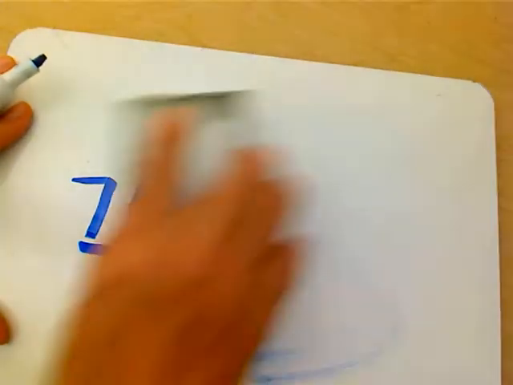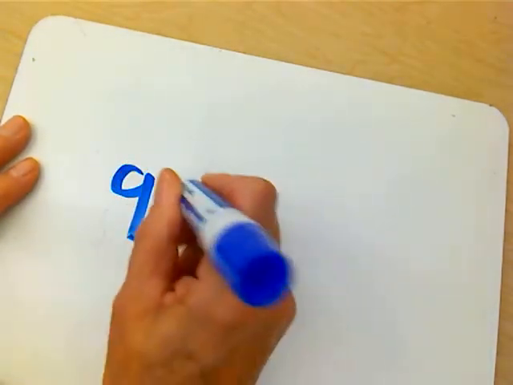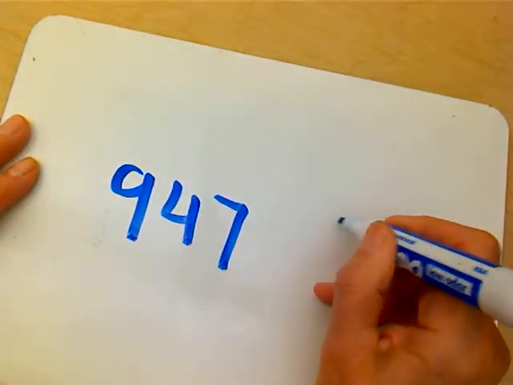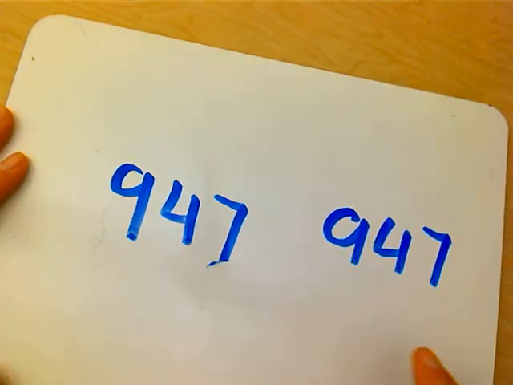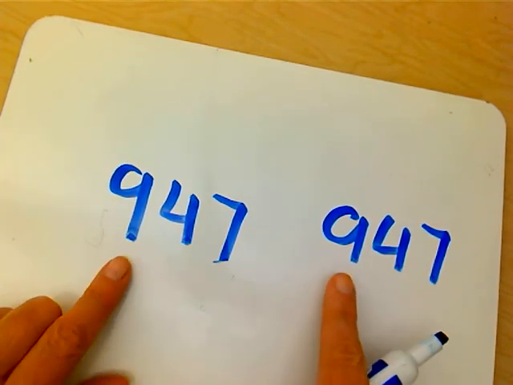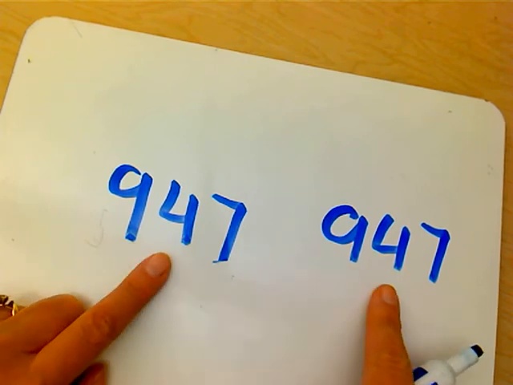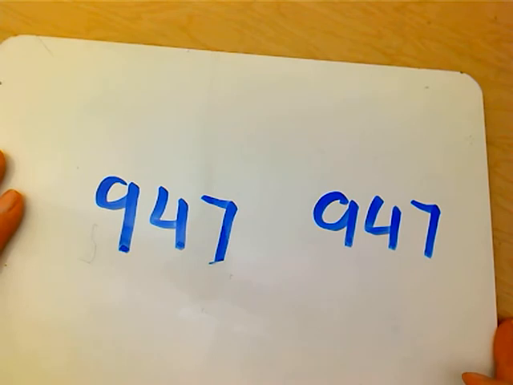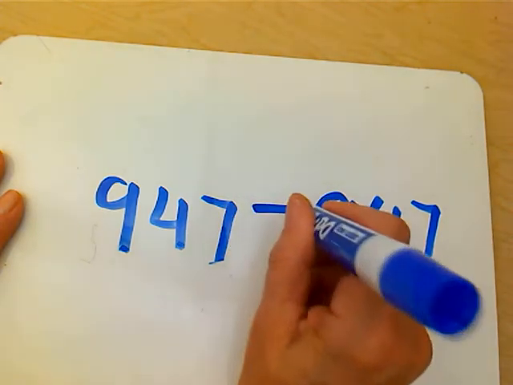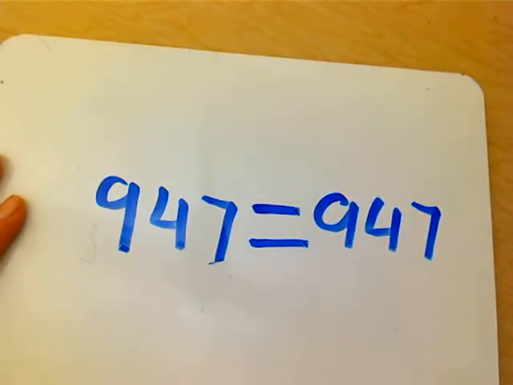I hope so. Okay, let's try this one. Let's do 947 and 947. So I have 947. I think you'll see that this one, the hundreds are the same, the tens are the same, and the ones are the same. What does that mean? Did you say that they were equal to each other? If you did, congratulations.